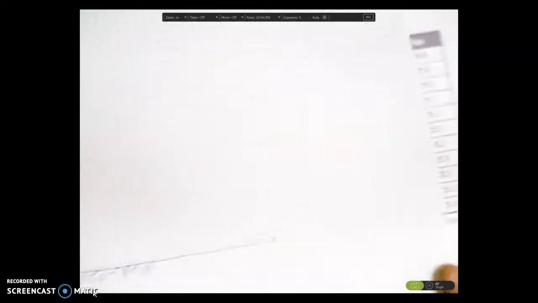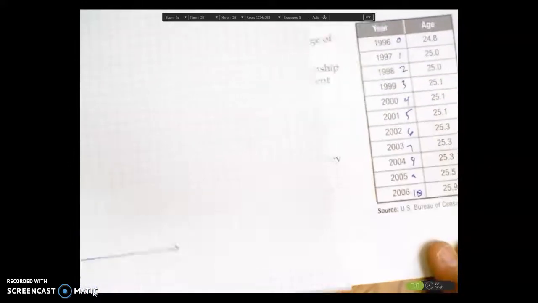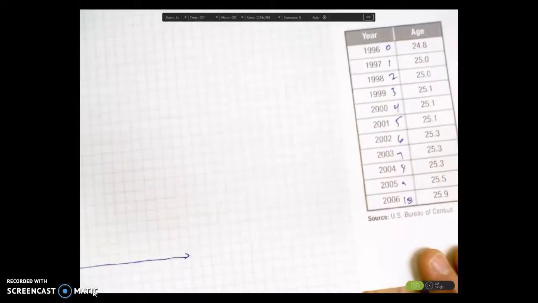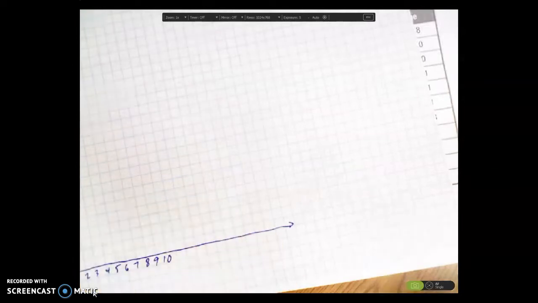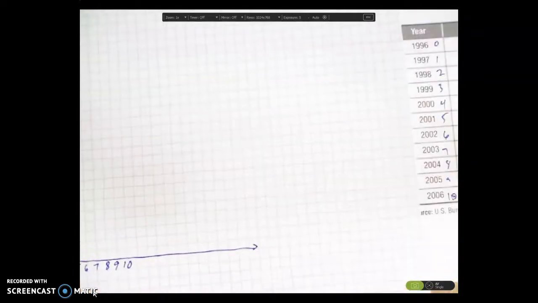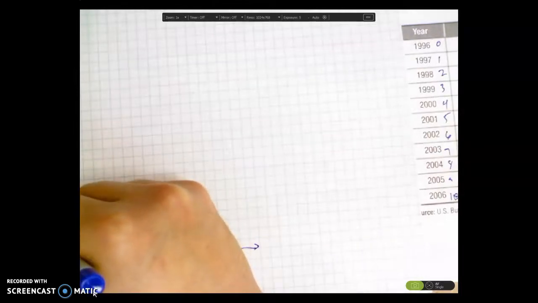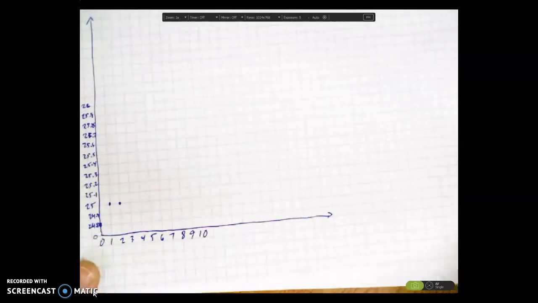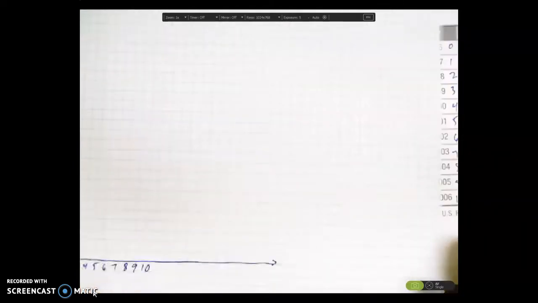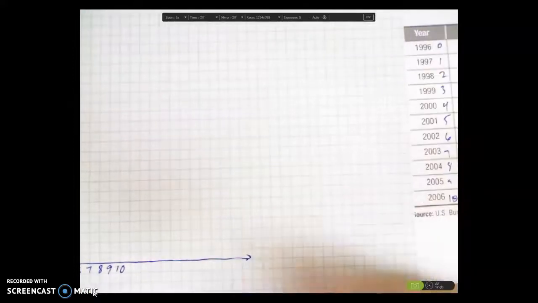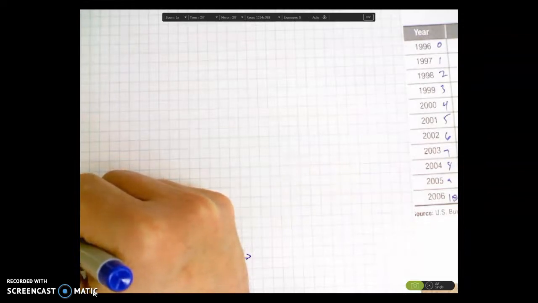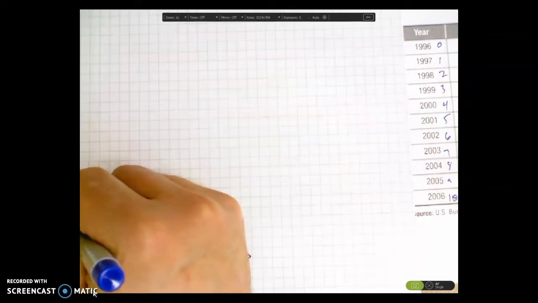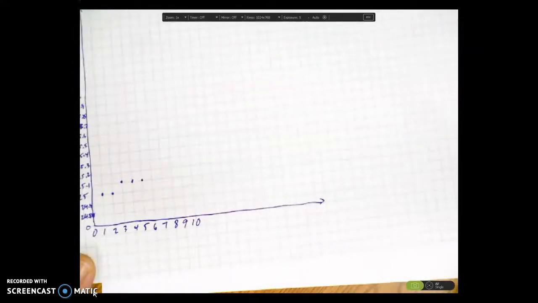Okay, and you're going to see right away that the data is not linear. All right. So in 1996, the age was 24.8. So that is my year 0, and that's where I'm going to put my dot. Okay. And then in 97, it was 25. And 98, it was also 25. So I got those 2 dots. So I went from here. Plotted. So year 3 was 25.1. And year 4 and 5 were also 25.1. So now my data looks like that.